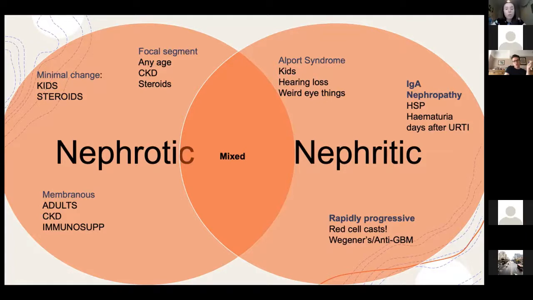Alport syndrome is the weird eye things, because I can never remember retinitis pigmentosa as a term unless I've just done this revision. So I always think, okay, if they've got eye defects, hair defects, hearing defects, and it's young children, it's probably Alport syndrome. And then, just to confuse matters, you can have a mixed nephrotic and nephritic, and these are the two main ones, post-streptococcal and membrano-proliferative, and I'll cover that now.